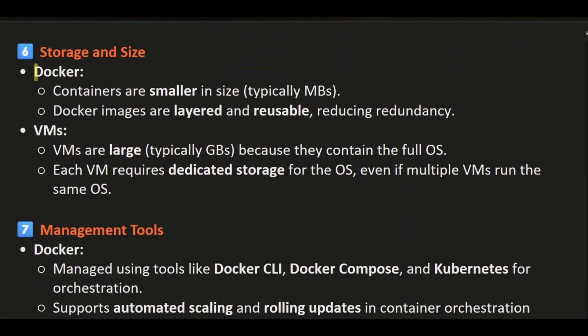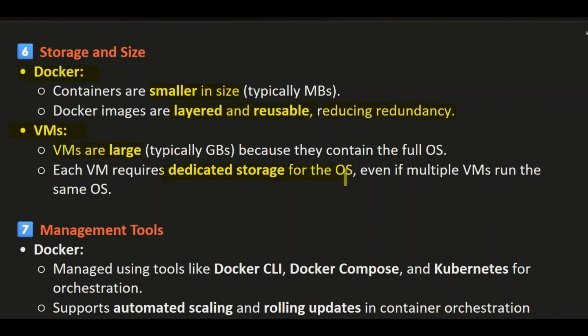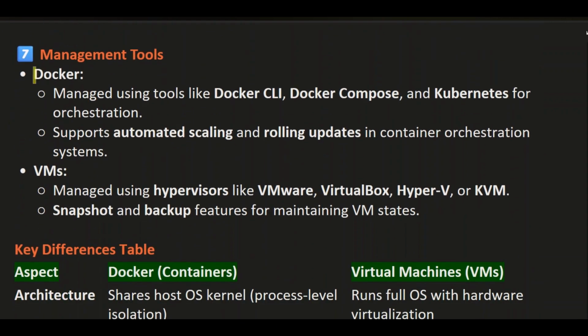Storage and size. Docker: containers are smaller in size, typically MBs. Docker images are layered and reusable, reducing redundancy. VMs are large, typically GBs, because they contain the full OS. Each VM requires dedicated storage for the OS, even if multiple VMs run the same OS.